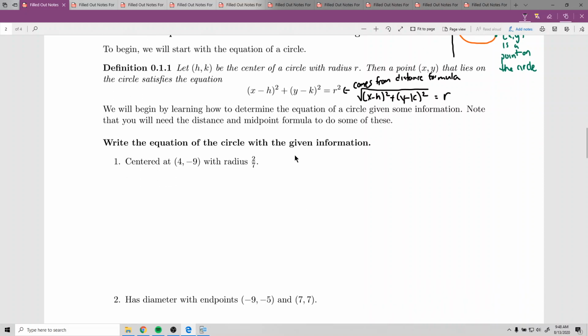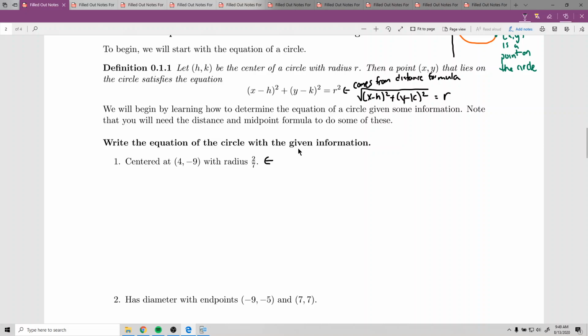Alright, so what we'll do is we'll work a couple problems here. One very straightforward using the formula and one that's a little more complicated. Alright, this first one says, write the equation of the circle centered at 4, negative 9 with radius 2 over 7.